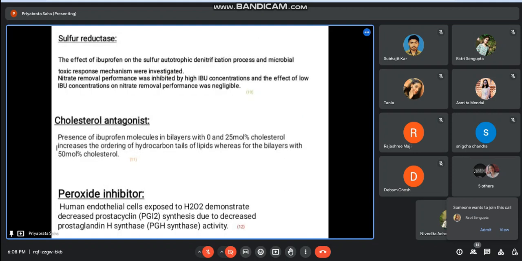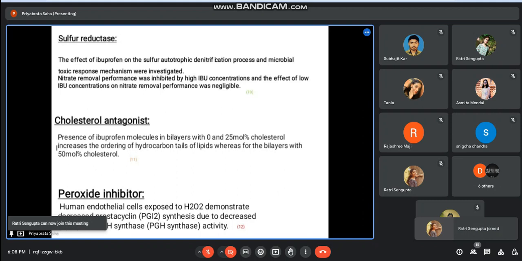The effect of ibuprofen on the sulfur autotrophic denitrification process and microbial toxic responses mechanism were investigated. Nitrate removal performance was inhibited by high IBU concentration, and the effect of low IBU concentration on nitrate removal performance was negligible.